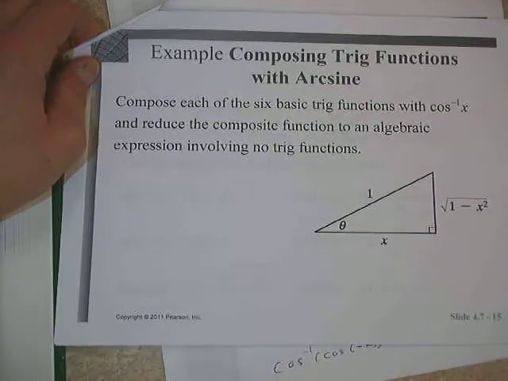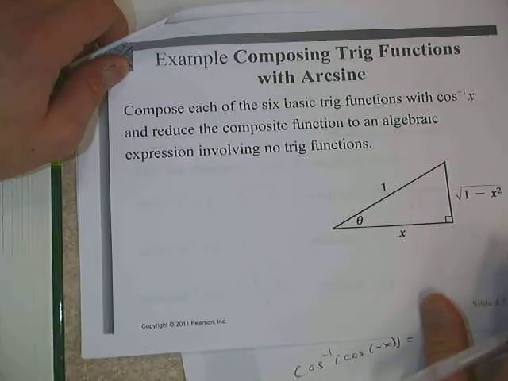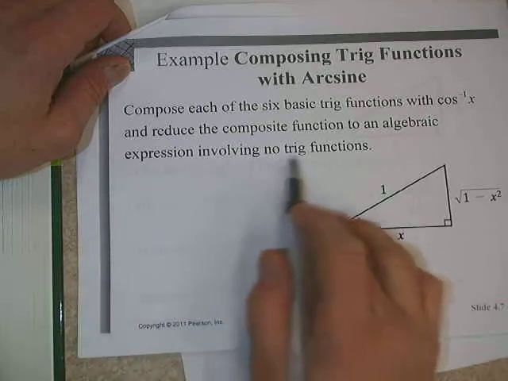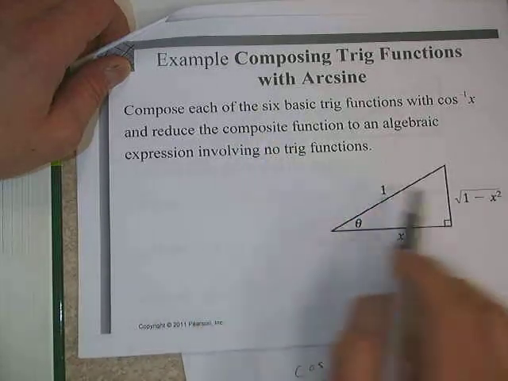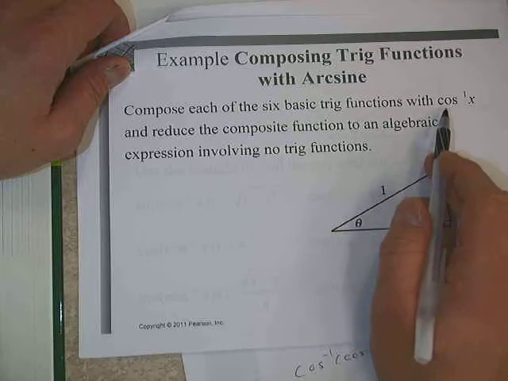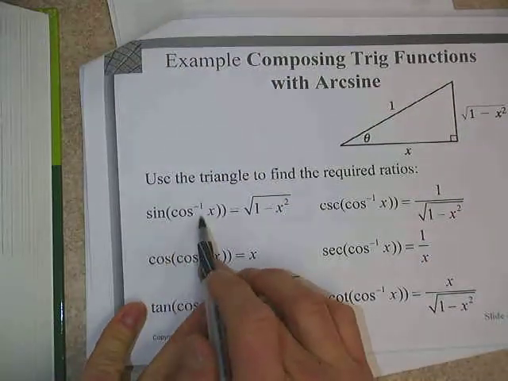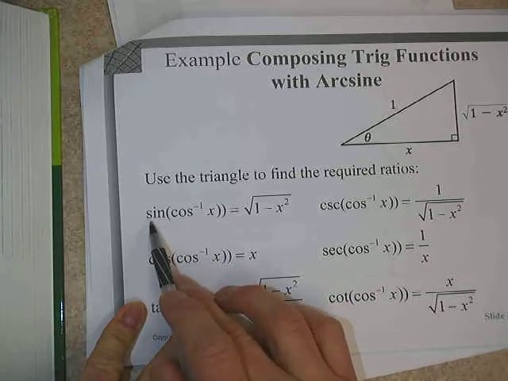Okay, a couple final parts here. When we have a triangle as such, with our theta here, one hypotenuse, x leg, we could figure out the value of the other leg by the Pythagorean theorem here. And what they've asked us to do here is compose each of the 6 basic trig functions with cosine inverse x, and reduce the composite function to an algebraic expression with no trig functions.